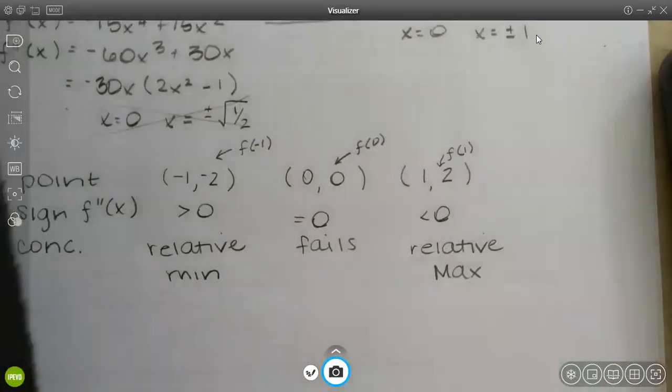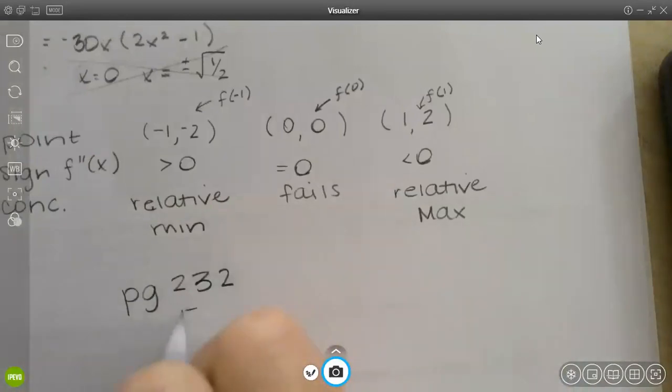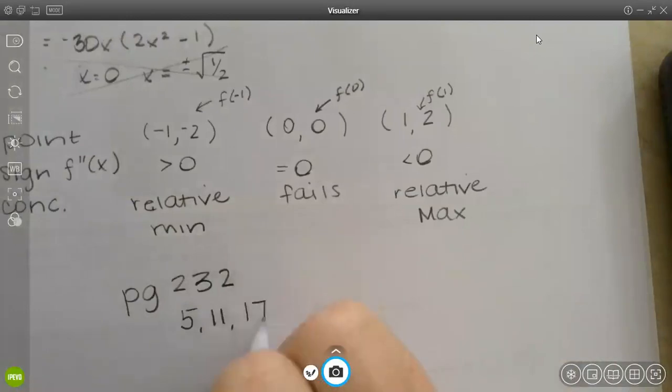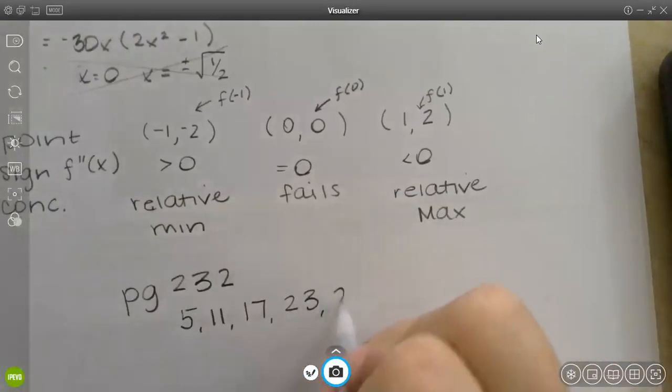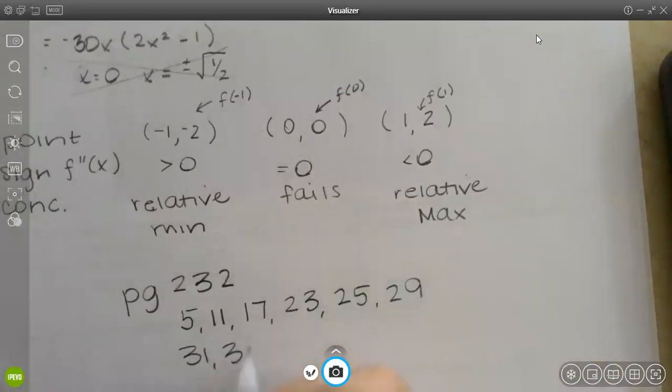All right, homework. Page 232: 5, 11, 17, 23, 25, 29, 31, 33, 39, 41, 51.